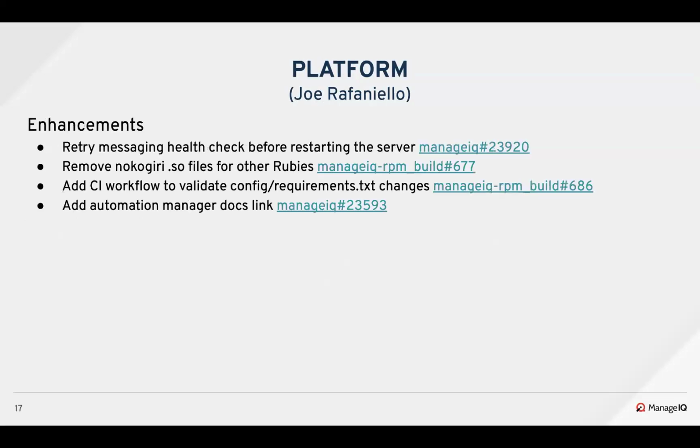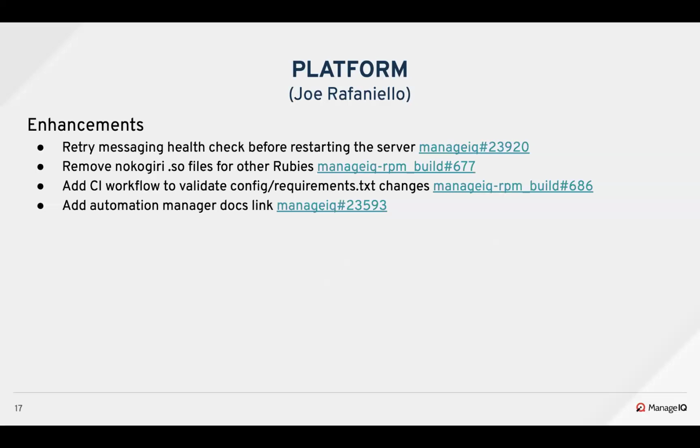Over to Jason. All right. On the platform side, a PR was added to retry the messaging health check before restarting the server. In RPM build, I added a PR to remove Nokogiri SO files for other Rubies.